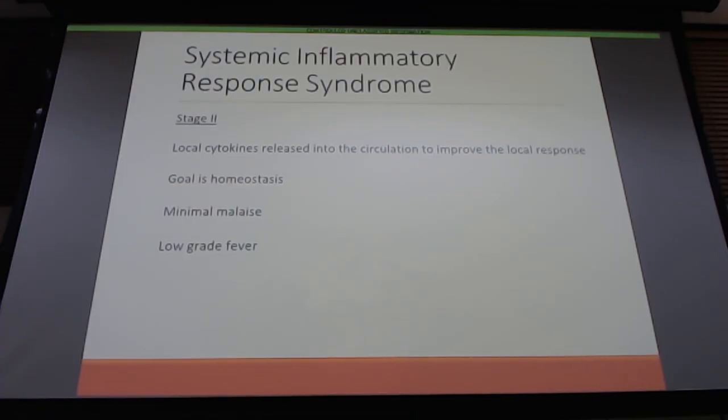Your second stage is more of a compensatory anti-inflammatory response. It attempts to get your body back into immunological balance. It has all your local cytokines released into the circulation to try to improve some of that response. It's trying to get you back to homeostasis, back to normal for you. You'll have a little bit of malaise. You'll have some low-grade fever. You already started with some temperature in stage 1, now you're going to low-grade fever. Now this stuff, as you can see, local cytokines, means certain areas where you may be affected may be causing some of the problems.